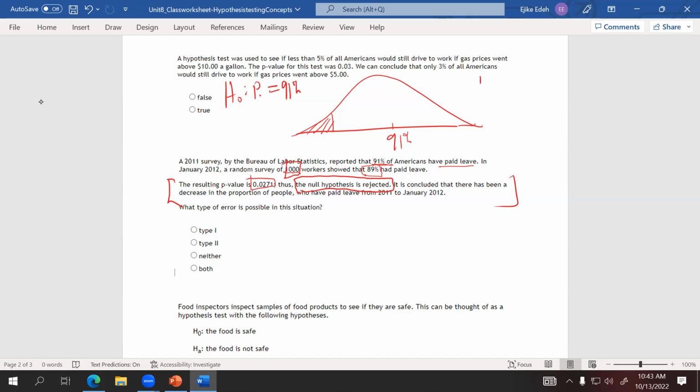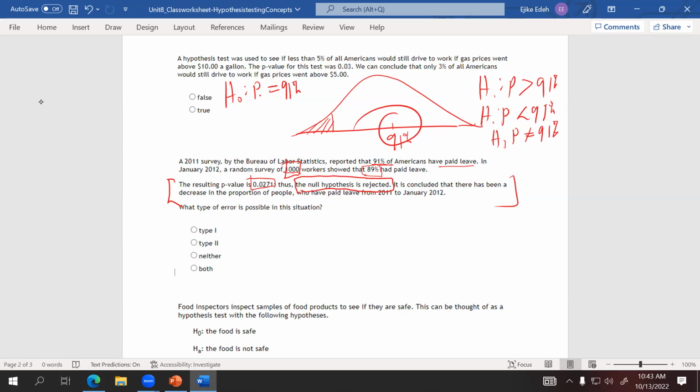We don't know the alternative that was tested. We don't know whether the alternative that was tested is that proportion is greater than 91%. You know, it could be that. We don't know whether the alternative that was tested is that proportion is less than 91%. It could be that. We don't know whether the alternative hypothesis that was tested is that it is not equal to 91%. It could be any one of these. But again, not having that knowledge will not affect your answer here. Then what you know is that this was rejected, right? If this was rejected, the question then is, what type of error would that person have made?